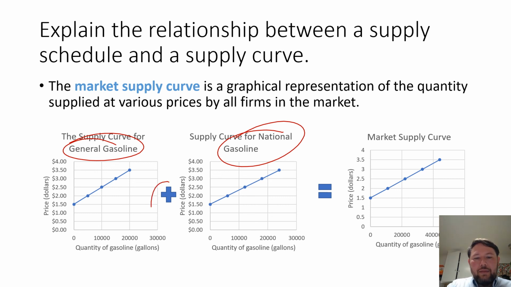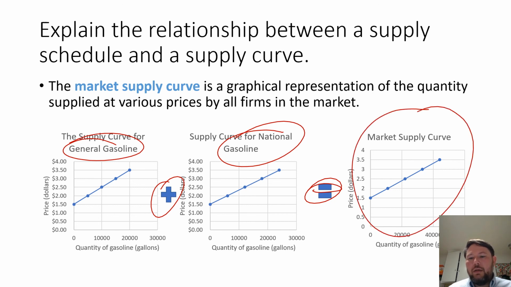And when we simply add them together, we get an equal sign, and we get our market supply curve, which is right here, where we've plotted the quantity supplied at each price point for all the firms providing gasoline.